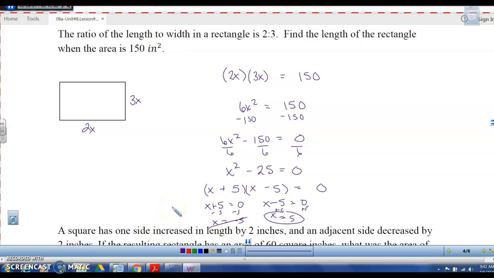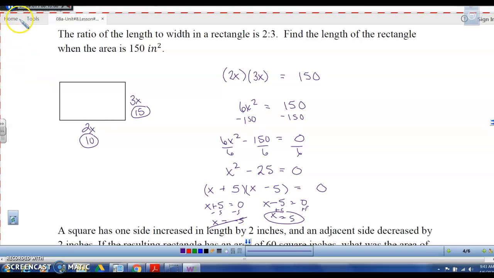But does that answer the question? It says the ratio of the length to width is 2 to 3. Is 5 the length or the width? No, but we use the x to plug it in. So what's the length and width going to be? This is going to be 2 times 5 is 10, and this is going to be 3 times 5 is 15. So your length and width is 10 and 15. So we have to use the x to find the answer.